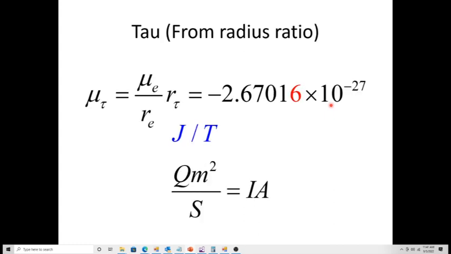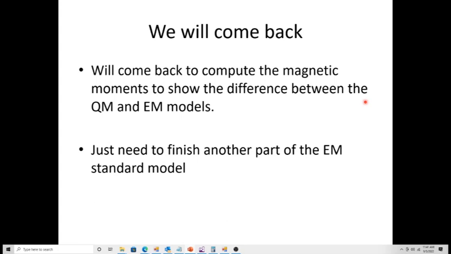So if we were just trying to infer the tau particle just by taking simple ratios, well, this would be the magnetic moment of the tau particle. Oh, yeah, that's right. They don't have the measurement for the magnetic moment of the tau particle yet. All right, so we're going to come back to actually compute the magnetic moments.